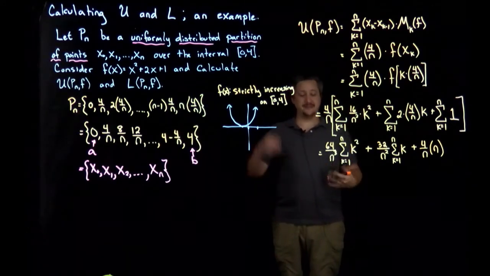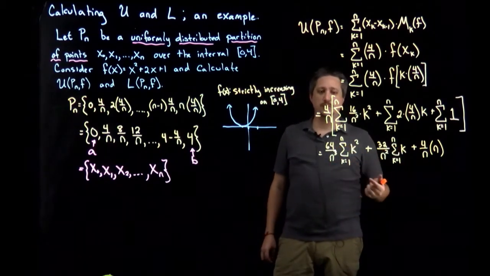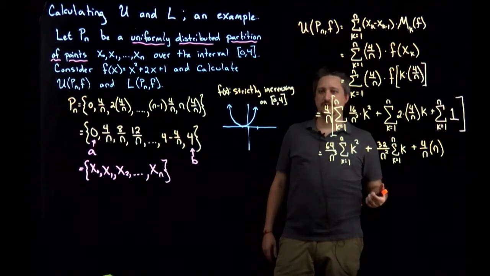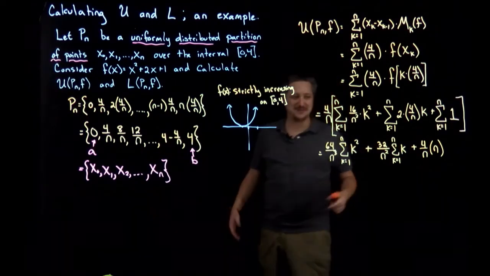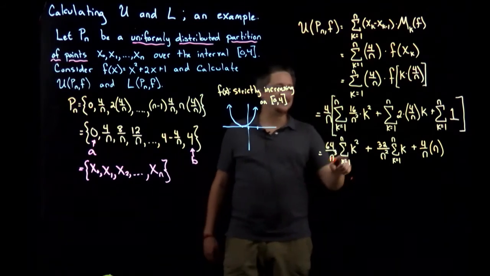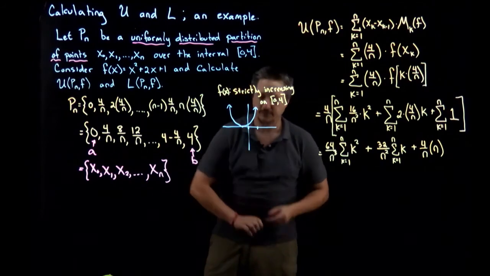So now's the fun part. Now I have to deal with the sum of k squared and the sum of k. So these are both formulas from calculus that you should have learned at some point. You may or may not remember them offhand. So for the k squared bit, maybe I'll write that off to the side over here as a note.